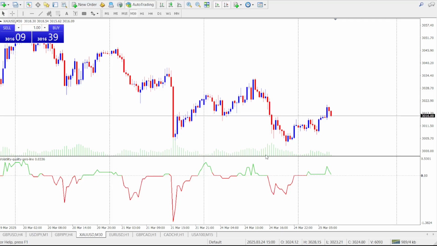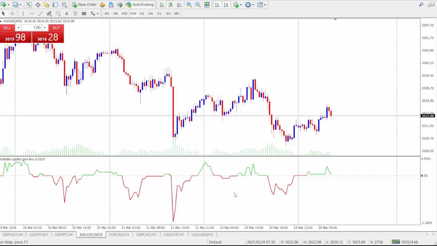Now, the volatility quality zero line indicator is a unique trading tool that serves two main purposes. If you're making use of this indicator, then you're going to be benefiting from either of these or even both of them. One is trend identification, the second is volatility measurement. With respect to trend identification, the indicator shows whether the market is in an uptrend or a downtrend.